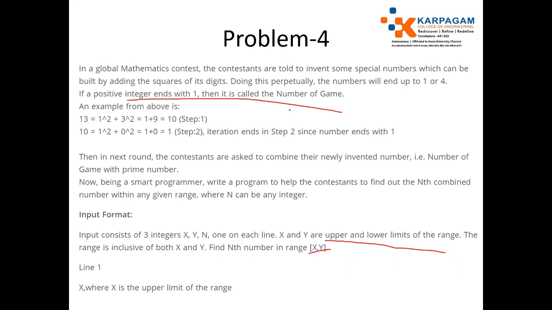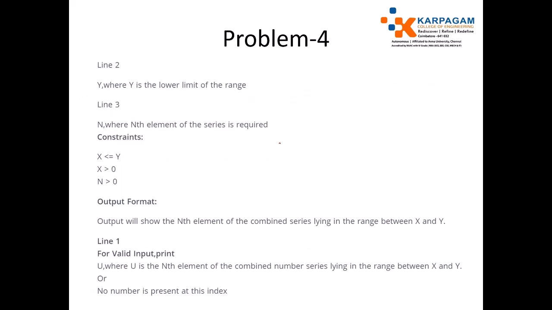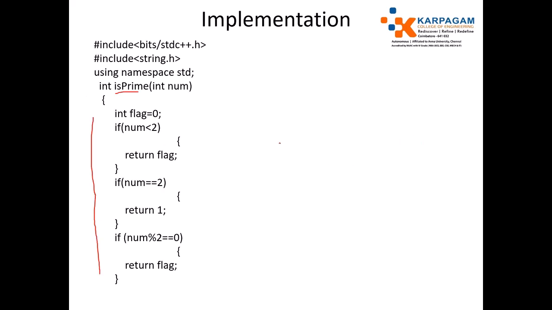But our aim is to find out the nth combined number. The given number should be a number of game, as well as a prime number. Okay. So that is a combined number in the given range.